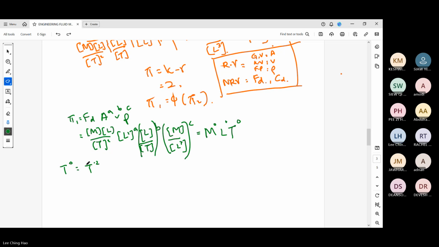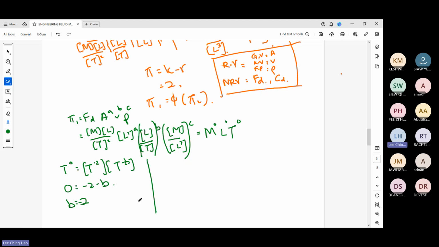Then T to the negative B. Why? Here at the bottom it is negative 1, and negative 1 times B is negative B. So 0 equals to negative 2 minus B. So B is negative 2, and now I get B.